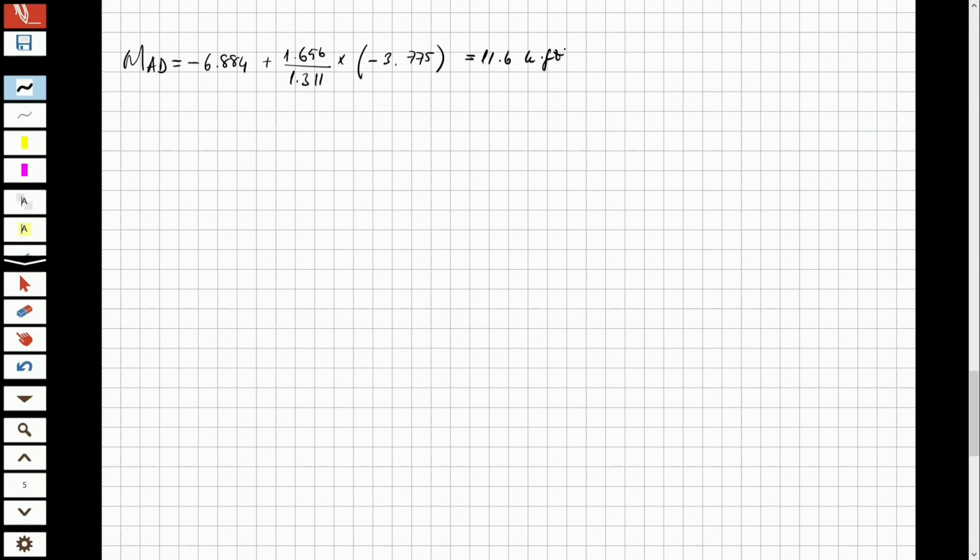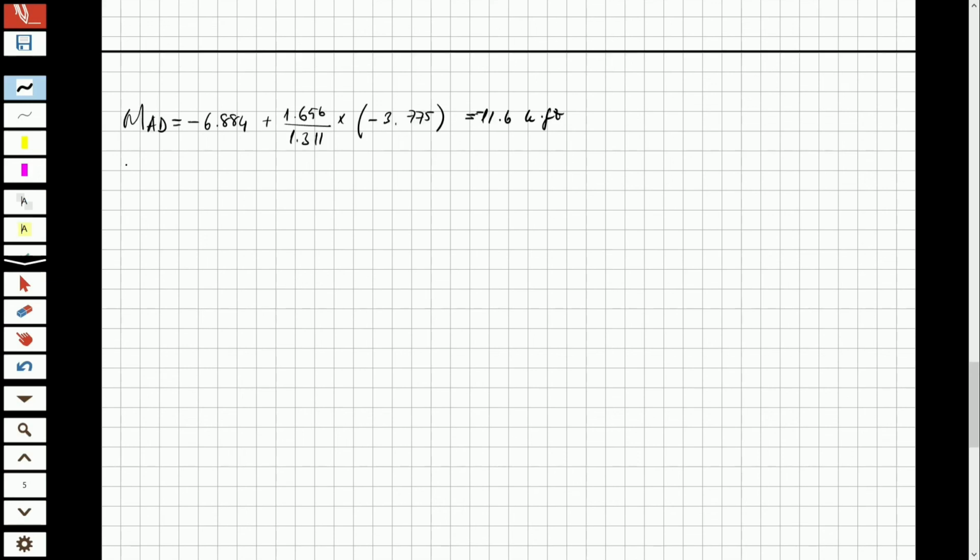Okay, of course it's going to be minus. Moment DA will be equal to 2.427 plus 1.656 over 1.311 multiplied with the second moment of DA, minus 3.029, okay, will be equal to minus 1.4 kip feet.